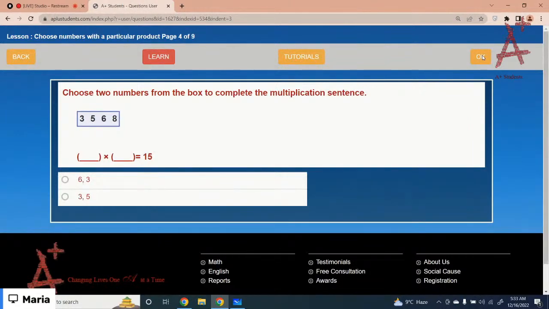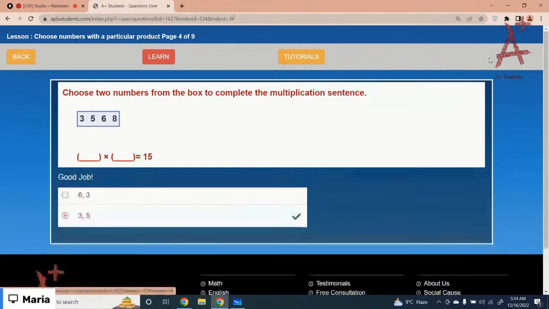Okay, choose two numbers from the box to complete the multiplication sentence. Which two numbers when multiplied make 15? Dash and dash equals 15. So which is the correct option? It would be 3 times 5. Got it? 3 times 5 makes 15. So select the correct option, then click on the OK button.